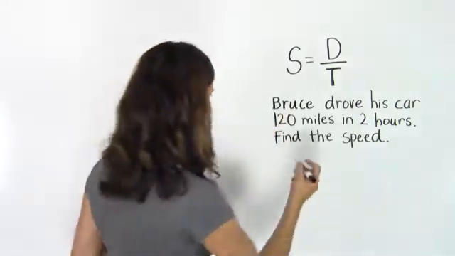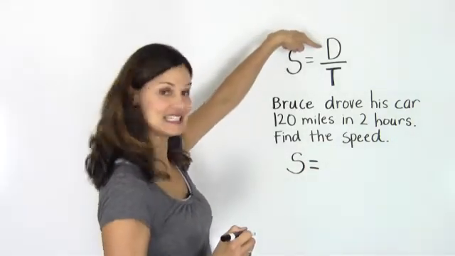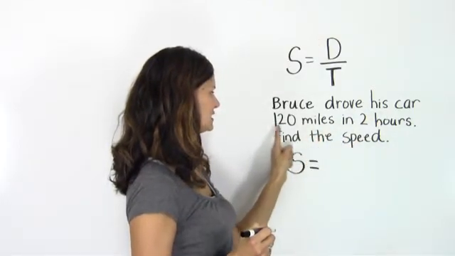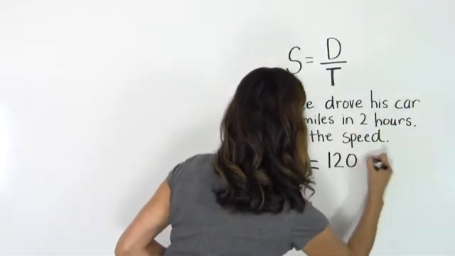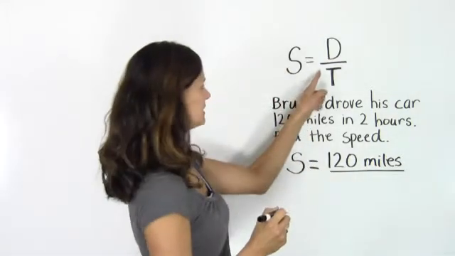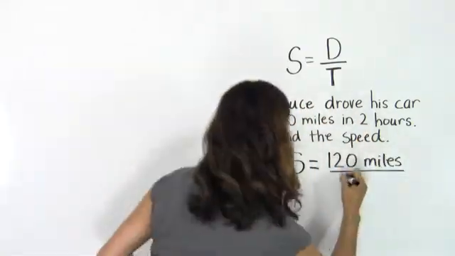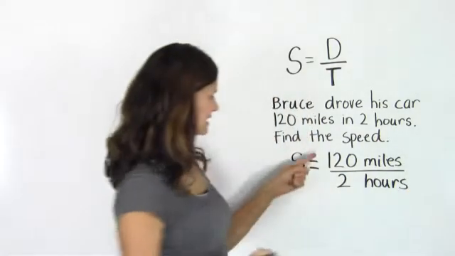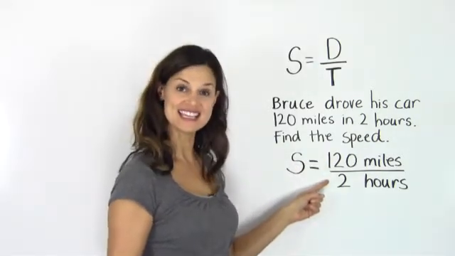So what I want to do to find the speed, start with my formula, S equals, I need the distance, and so I come into my problem and I see that the distance is 120 miles. So I'm going to put that on top, 120 miles over time, and I look for the time in my problem, 2 hours. So I put my 2 hours here, and I solve the problem. 120 divided by 2 equals 60.